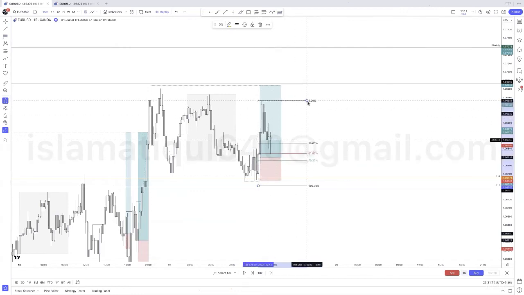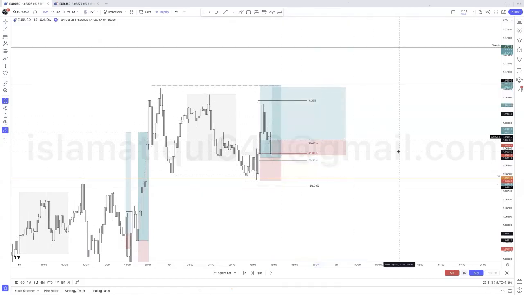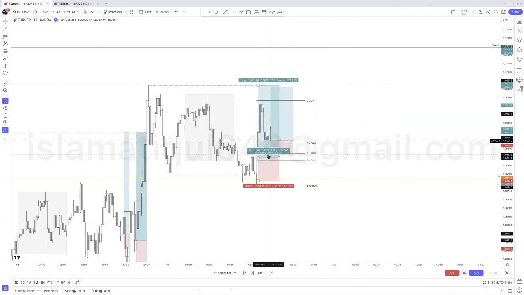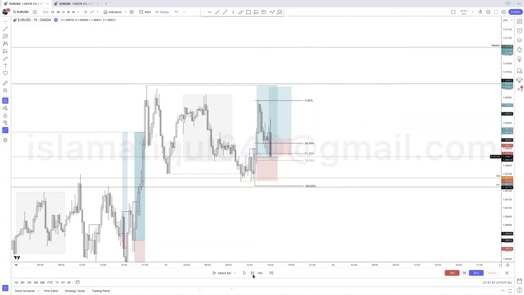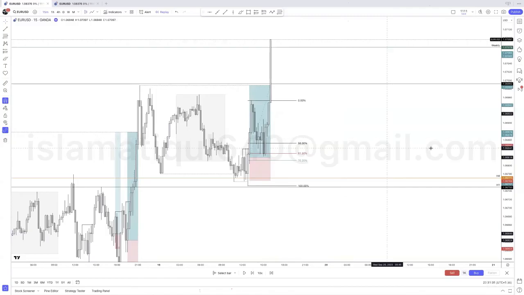Oh, golden ratio, sweet spot, buy it, right? Everyone's buying it now. Everyone's buying it right here. But what do we know? We know that liquidity was not swept yet. So there's no flow for them to move to the upside. So what did they do? Created a swing low, took that out, stop losses are taken out. Now they have flow.